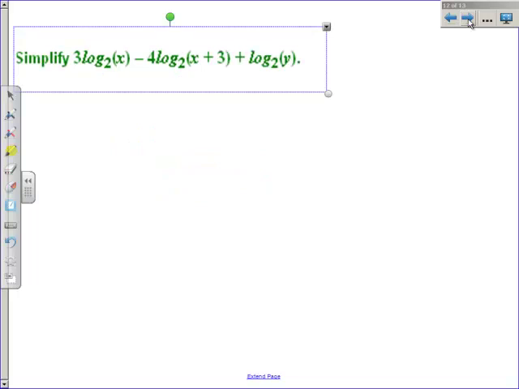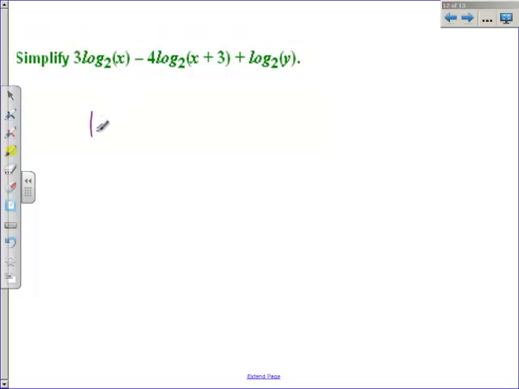Let's do another one. I'm going to go ahead and bring together the things that have plus signs on them, and the minus will be a dividing. But before I do that, I'm going to take the number in front and bring it back up as an exponent. So this is going to be the log base 2 of x cubed, plus log base 2 of y, over, and then minus the log base 2 of x plus 3 to the 4th. So I moved this log base 2 of y over.